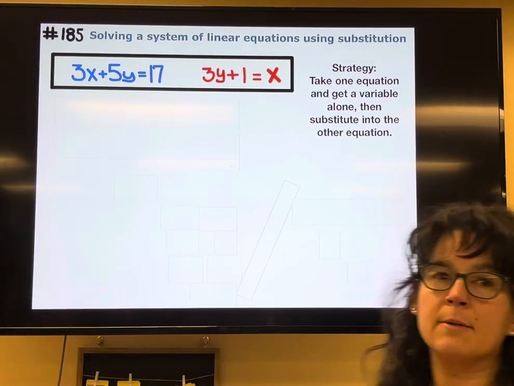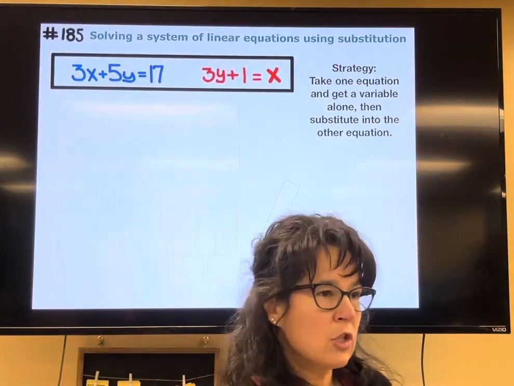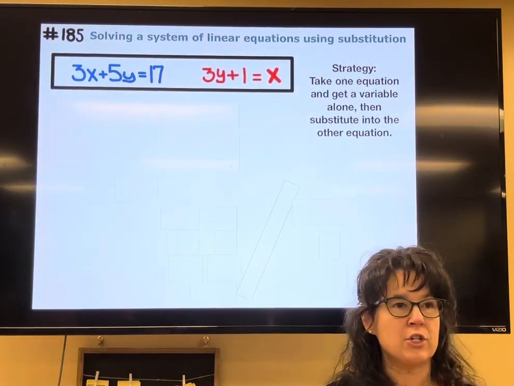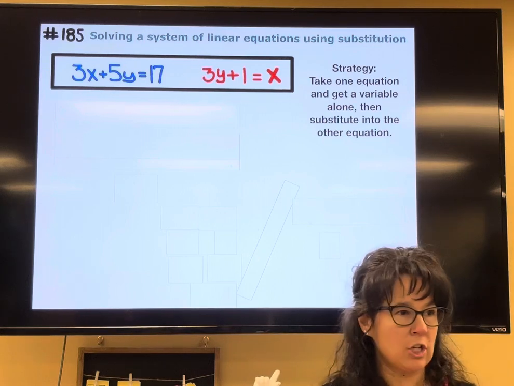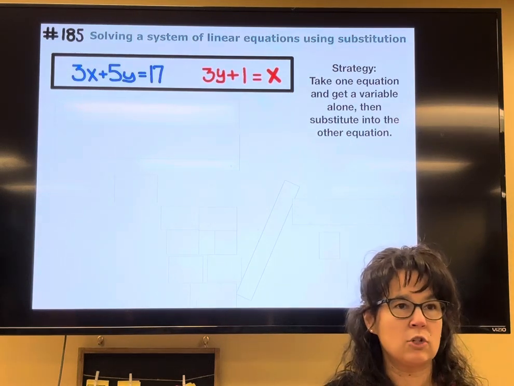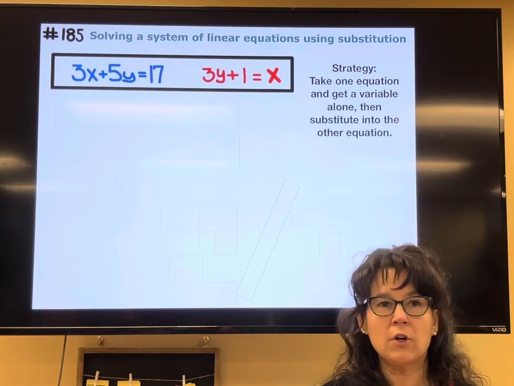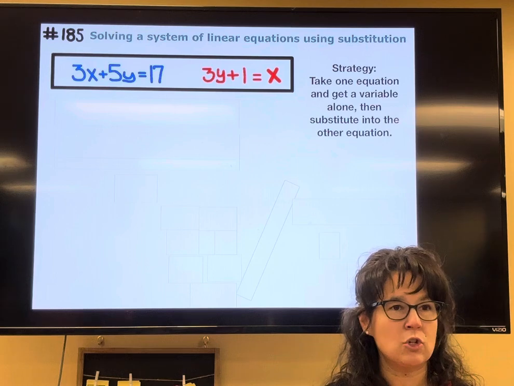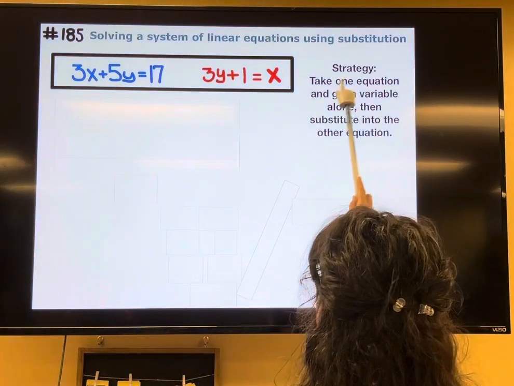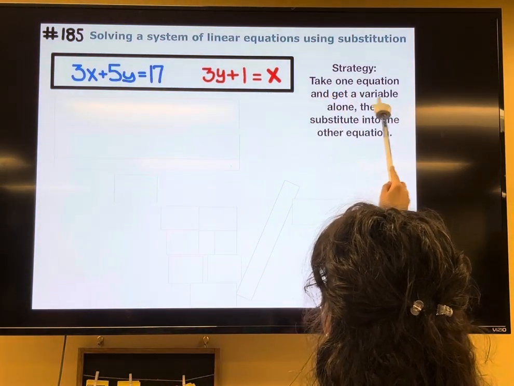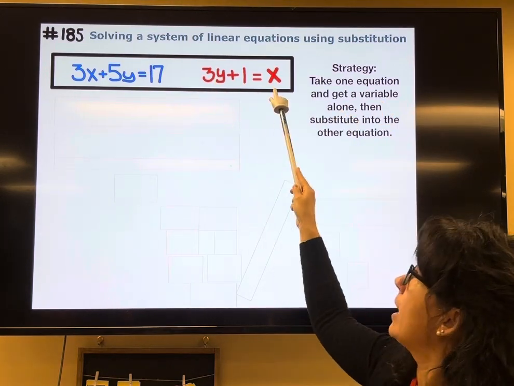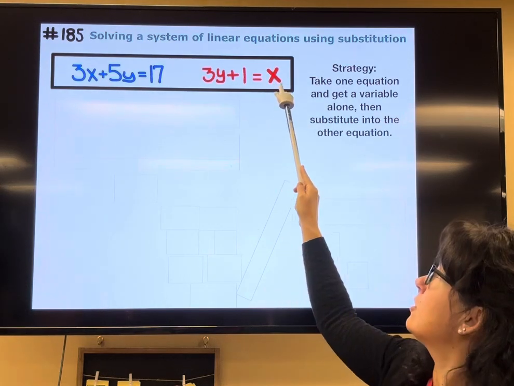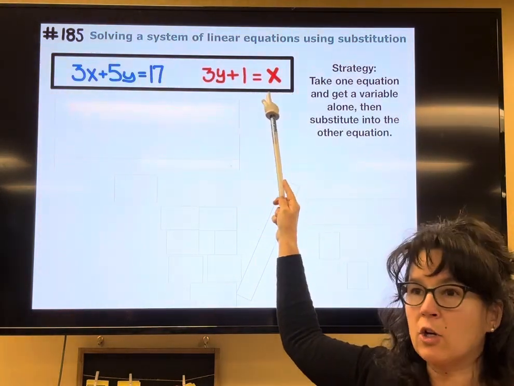We want to solve this system of equations using the substitution method. There are a lot of ways to solve systems of equations. When you're making the selection between elimination, substitution, graphing, if one of your equations already has a variable by itself, then substitution is a great option. Notice my strategy is to take one equation and get a variable alone, and in the red equation, the x is already by itself. That tells me that substitution is going to be a good method.